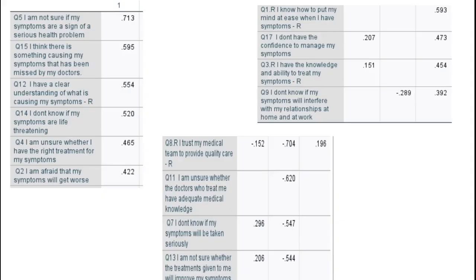Question 8, I trust my medical team. If you look at each of those questions that have negative coefficients in front of the value in the factor 2 column, the R means that the question was worded in such a way, I trust my medical team, but that when it was scored, it was reversed. So that it should be interpreted as I don't trust my medical team.